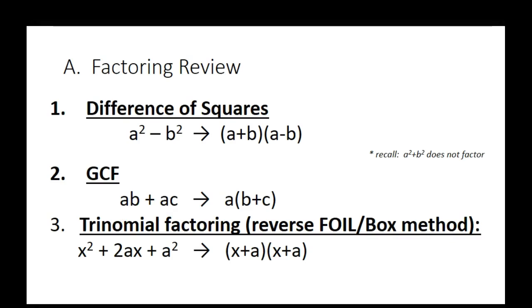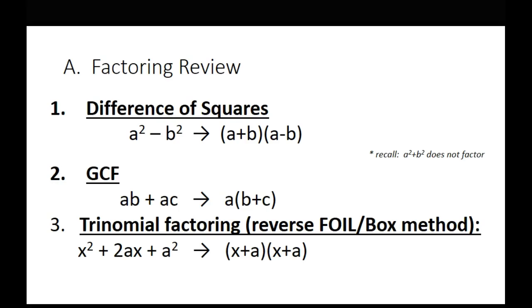Last one is the trinomial, and everybody does that a little bit differently. But anytime you have three terms, you can do what a lot of teachers call the box method or the area method, area model, or reverse foiling. I've heard it called that too, but there's a few different ways to do it.